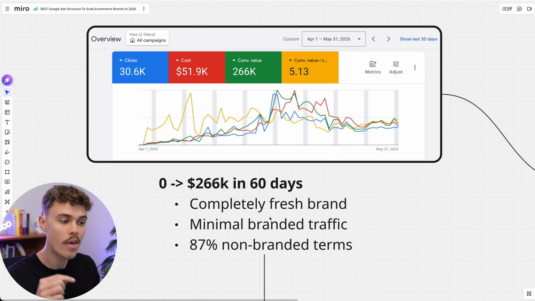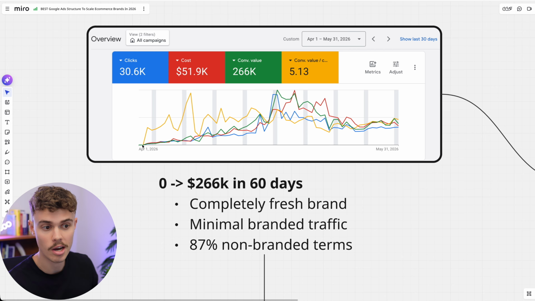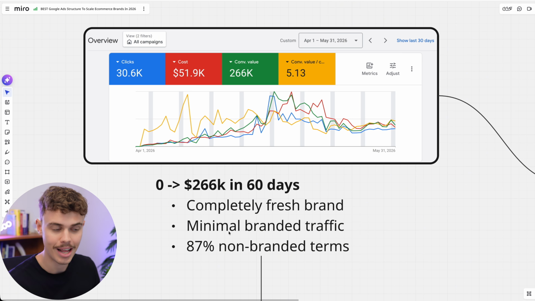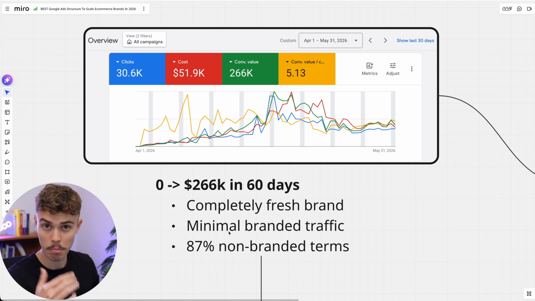There are a few caveats here. This was a completely fresh brand. So these guys, when we started with them, had pretty much no sales coming in. They were brand new. They had a little bit of traction on Meta, but they were, for the most part, completely fresh on Google. You can see here when we started with them on April 1, they were literally spending $0 on Google. Now, they had minimal branded traffic coming in. Like I said, even though they were running ads on Meta, they weren't spending much on Meta, so there was very, very little branded traffic to support the revenue in this account.